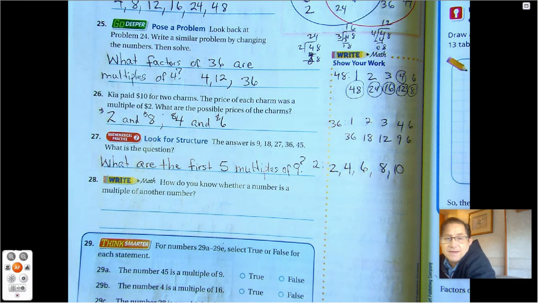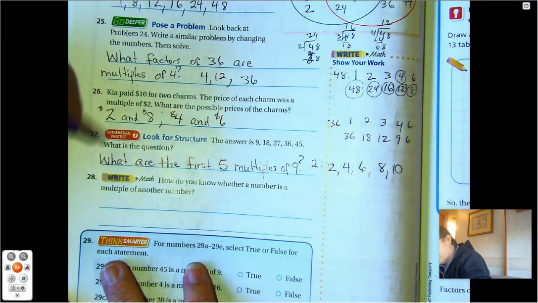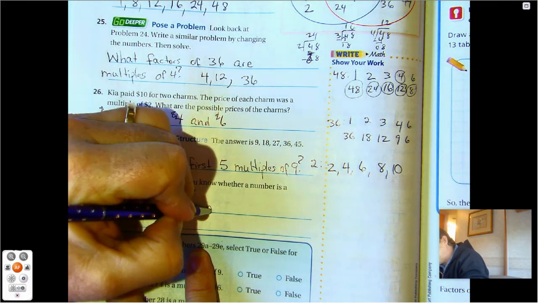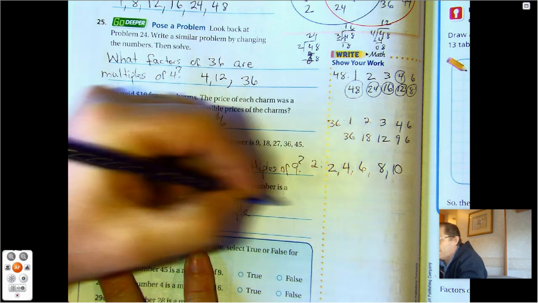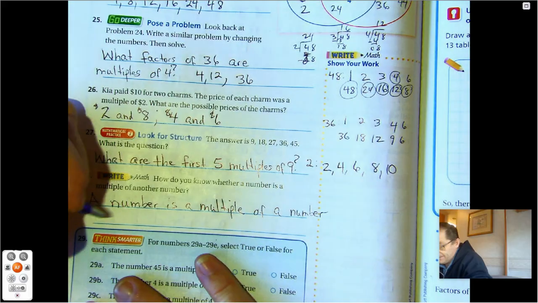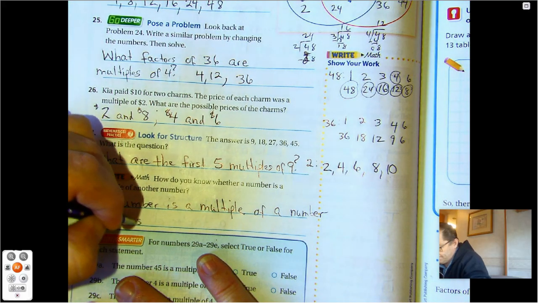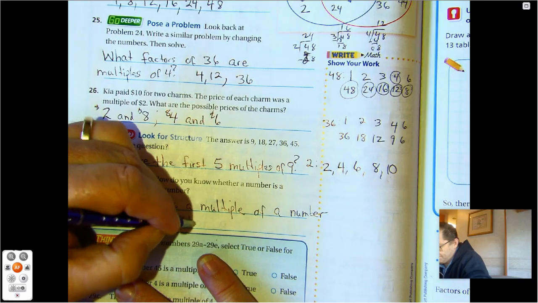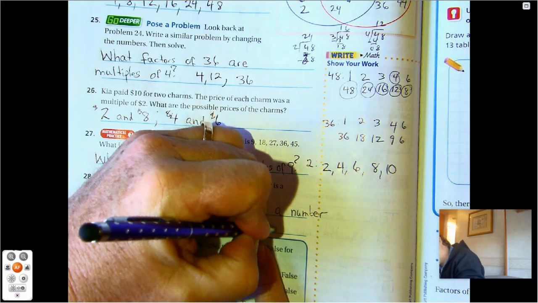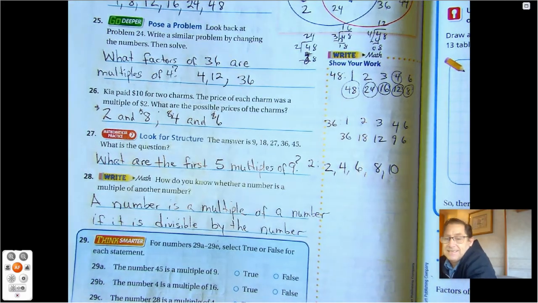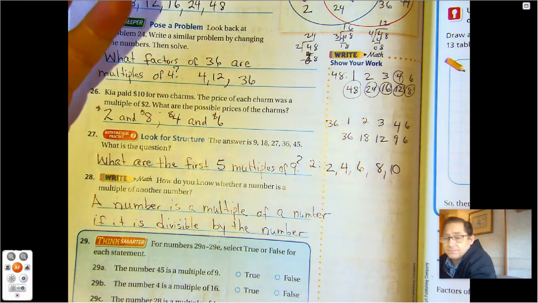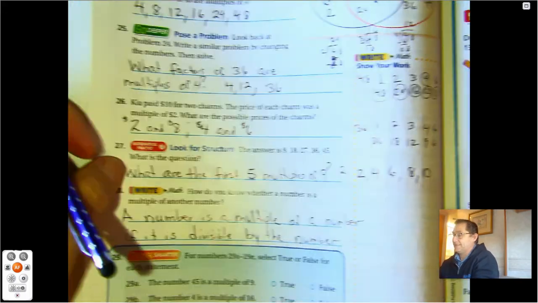How do you know whether a number is a multiple of another number? Okay. A number is a multiple of another number if it is divisible by the number. So if I was to ask, is 18 a multiple of 6? Well, is 18 divisible by the number 6? Yes, so 18 is a multiple of 6.